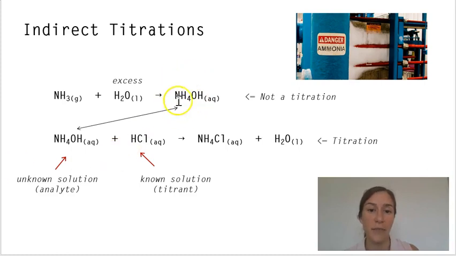Now, we take the ammonium hydroxide, the product from the first reaction, and we undergo a titration, in this case with an acid, because ammonium hydroxide is a base. And when we get to our end point or our equivalence point, we can work out the number of moles of ammonium hydroxide, the unknown solution or the analyte, and therefore we can work back to figure out the number of moles or the concentration of ammonia.